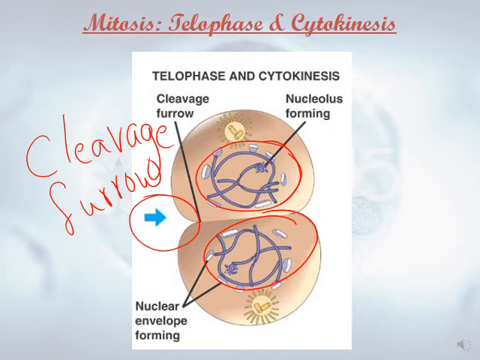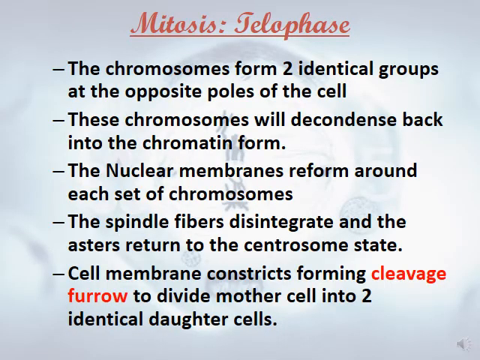The nuclear membrane will reform, will appear again around each set of chromosomes. Here the nuclear membrane will start to reappear, and the spindle fibers disintegrate, and the cell membrane will constrict. This is the constriction site. The cell constricts at this site, forming what's known as the cleavage furrow to divide the mother cell into two identical daughter cells.